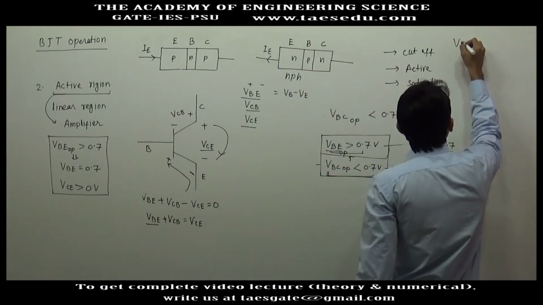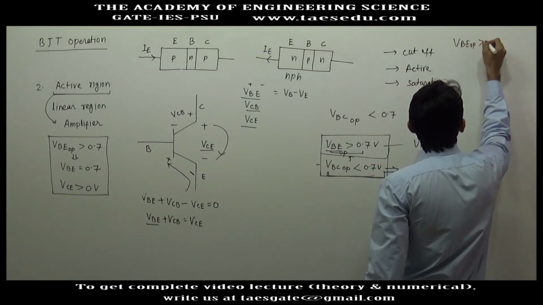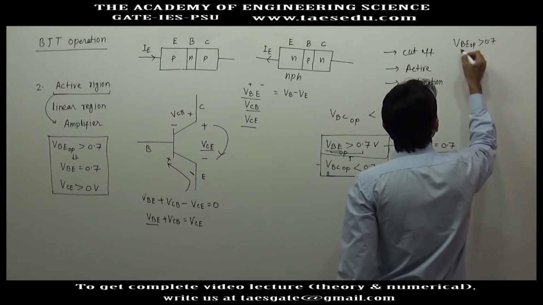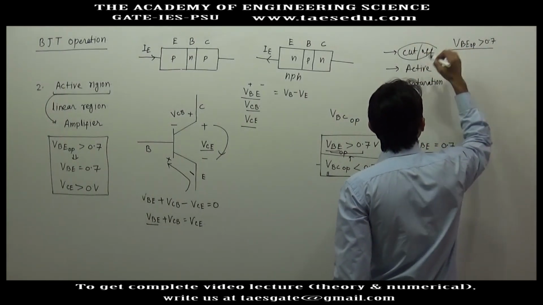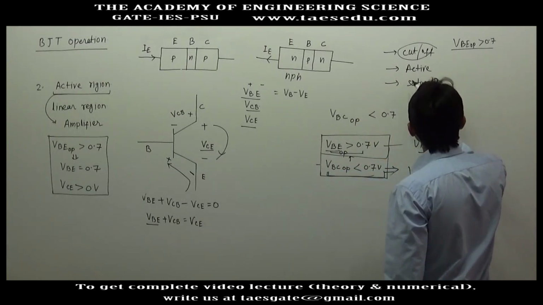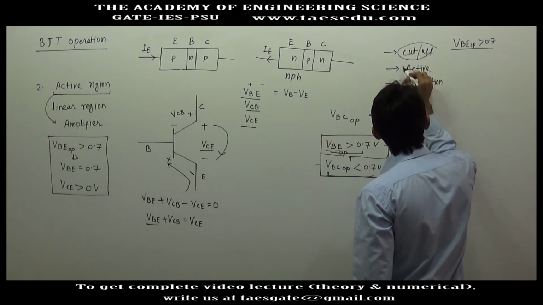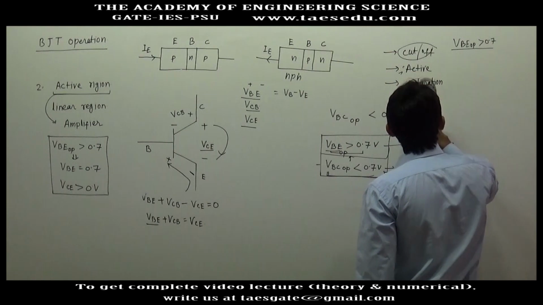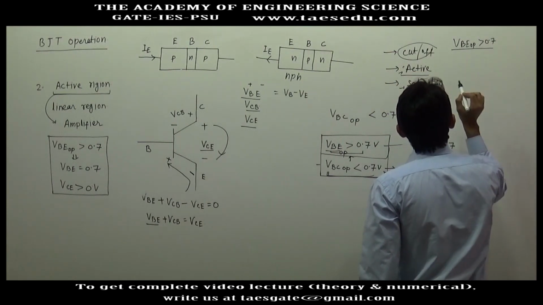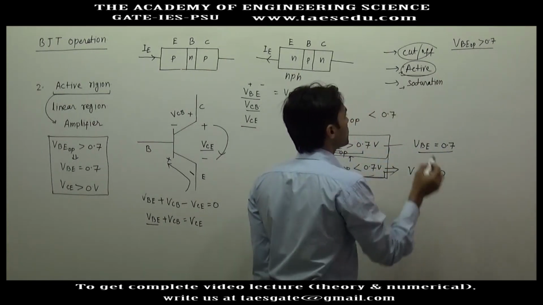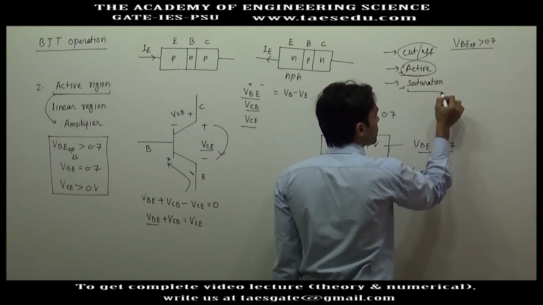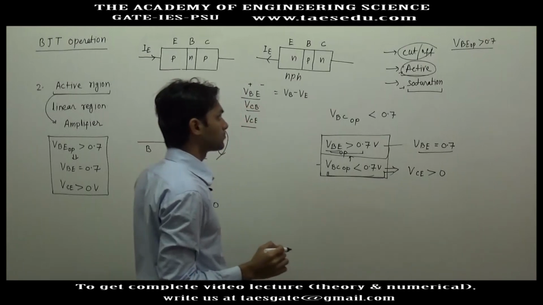So if VBE open circuited is greater than 0.7 volt, this transistor will certainly be out of cutoff region. If it is out of cutoff region, it will be either in active region or saturation region. Now you will check for active region. If the condition of active region is not satisfied, then obviously the transistor will operate in saturation region.